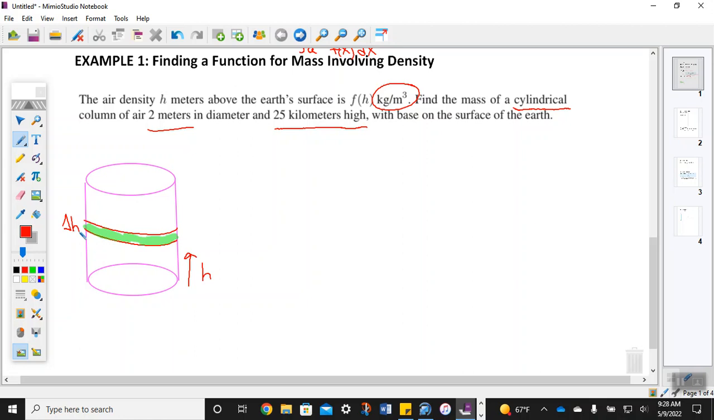Here's the situation, guys. It says find the mass of a cylindrical column, which is 2 meters wide for diameter, which would make the radius how much? Wouldn't that radius be 1 meter? Then it says 25, ooh, I've got a problem here: kilometers. How is our volume measured? Meters. We better turn 25 kilometers into meters. How many meters are in a kilometer? 25,000 meters, right? All agree with that?